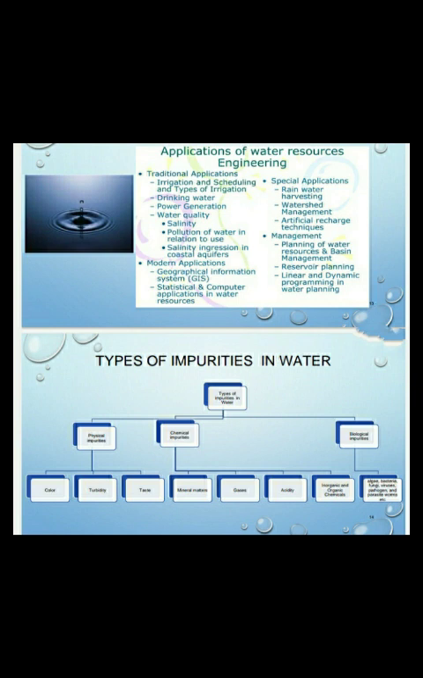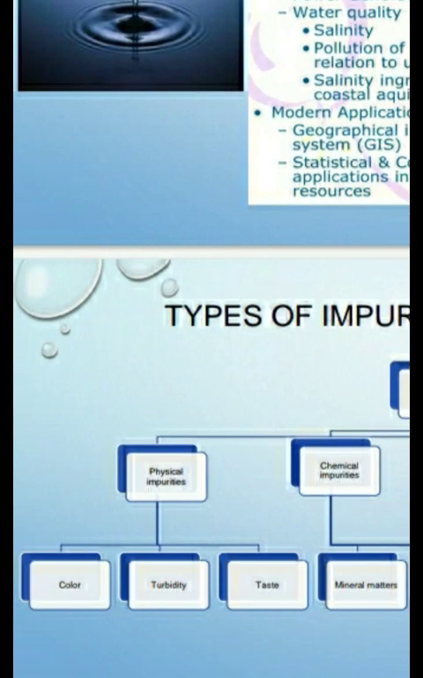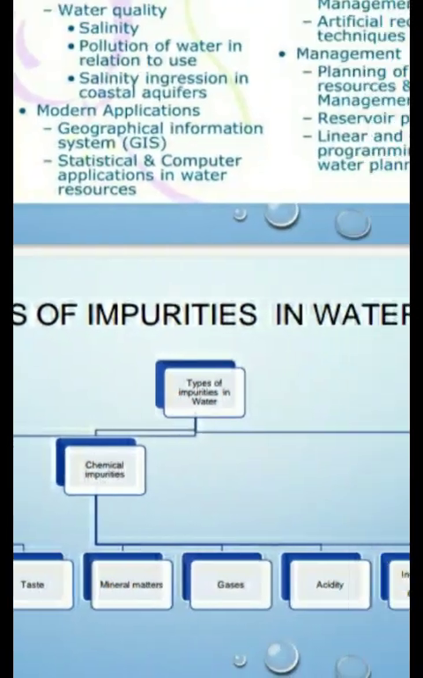Next, move to another topic, that is types of impurities in water. Guys, in this we will see what are the different types of impurities which are added in water. So basically there are three types of impurities. First is physical impurity, second is chemical impurity, and third is biological impurity.